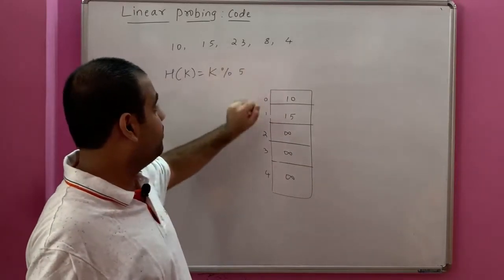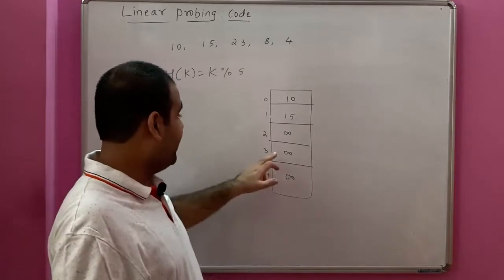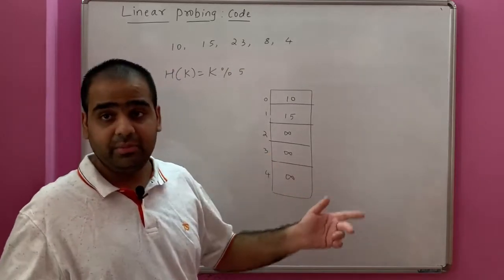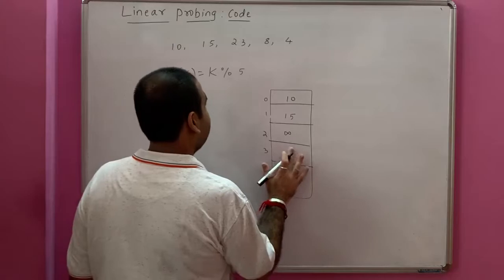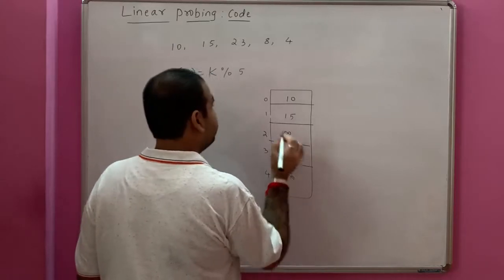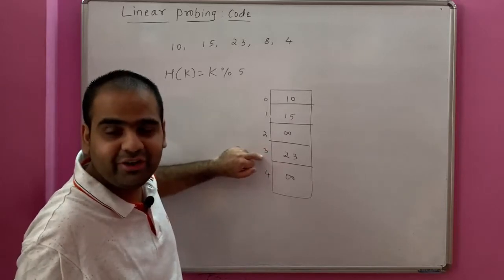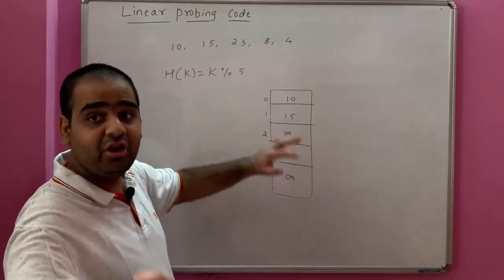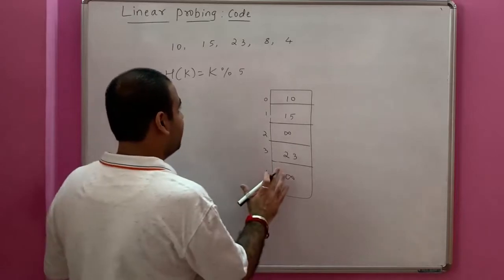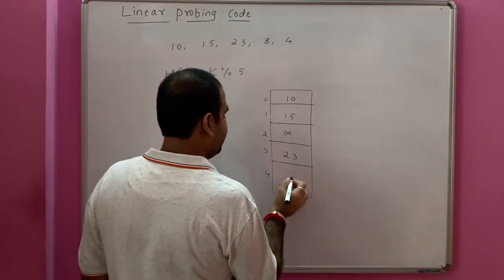Now 23 modulo 5 is 3. At index 3 it is infinity, that means it's empty, so you add 23. 8 modulo 5 is again 3. At index 3 it's not infinity, that means it's already taken. If it's already taken, go to the next index and you add 8.